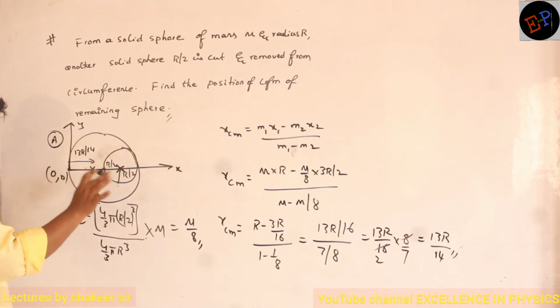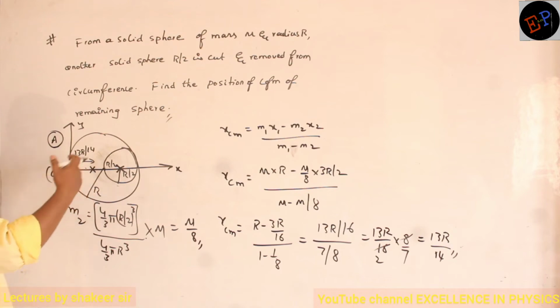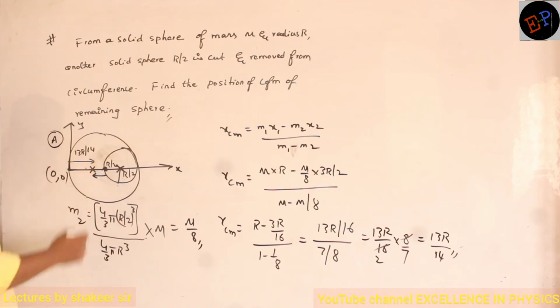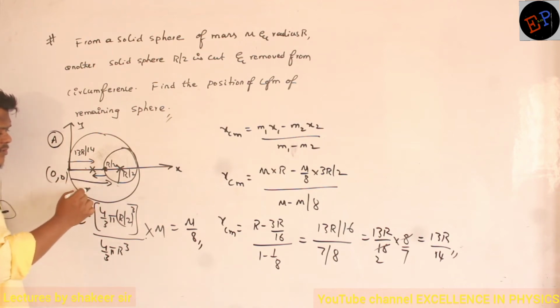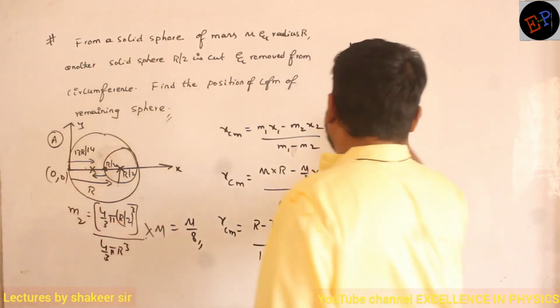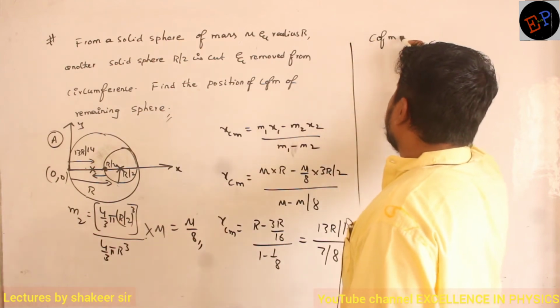Then if in the question he gave center of mass from the center, how can you calculate? This is the center, no? I want this distance. How can I calculate this distance? Total length is r, no? From r, you remove 13r by 14, then you will get the remaining distance from the center.